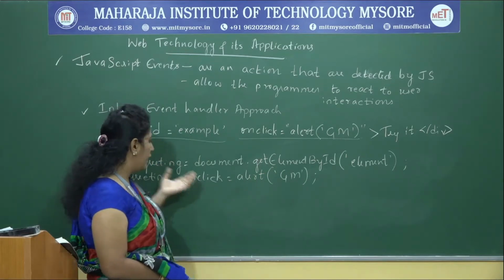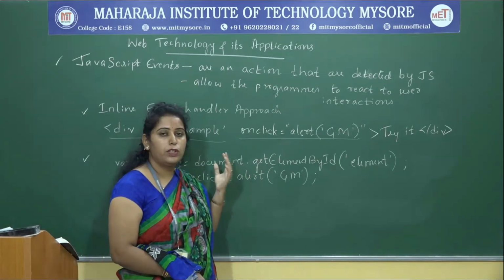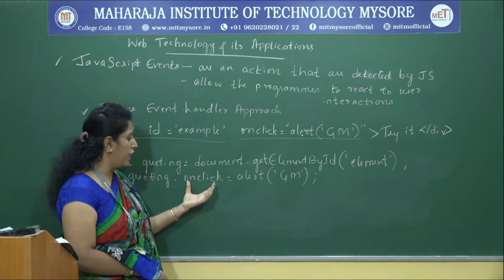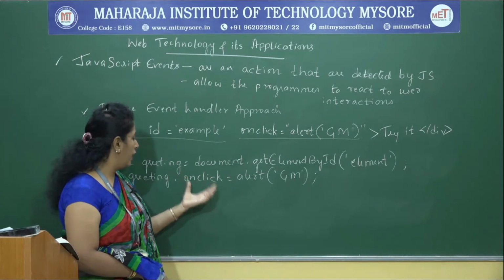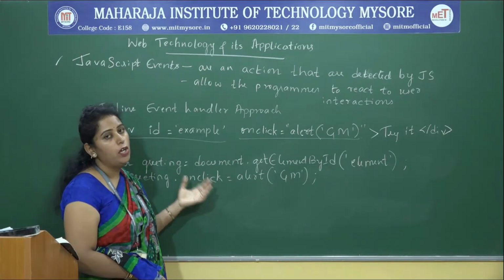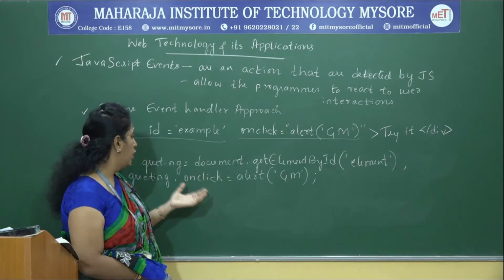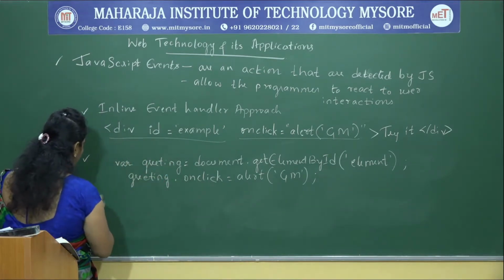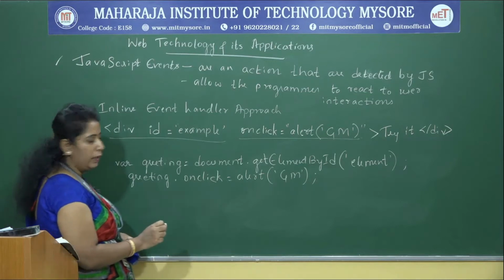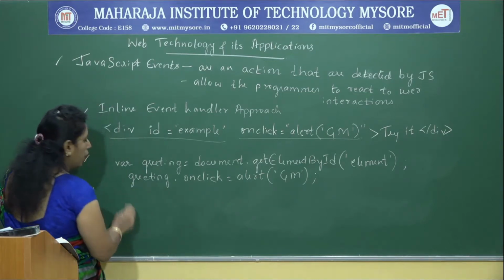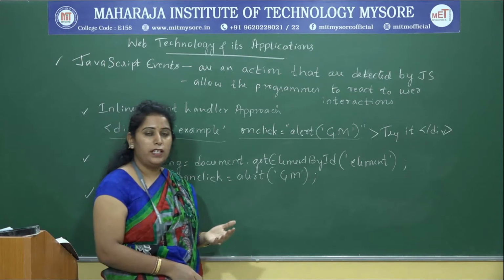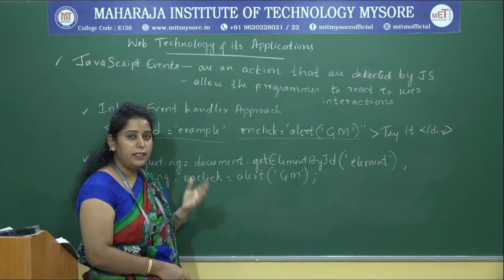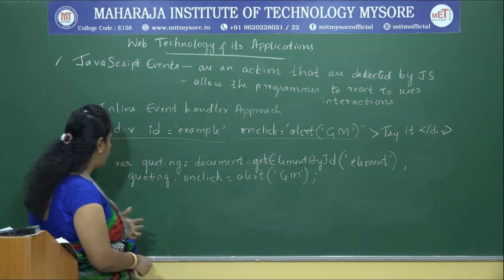In this first approach there is one limitation: only one handler can respond to the element. So this is one limitation. We will move on to a second approach. The second approach has many advantages, and it has multiple handlers to handle different objects. So what is that?